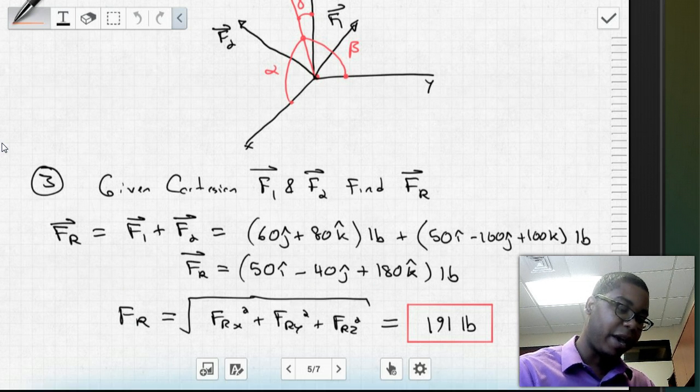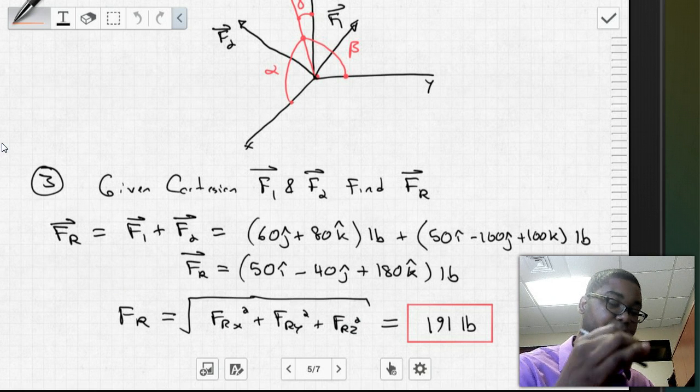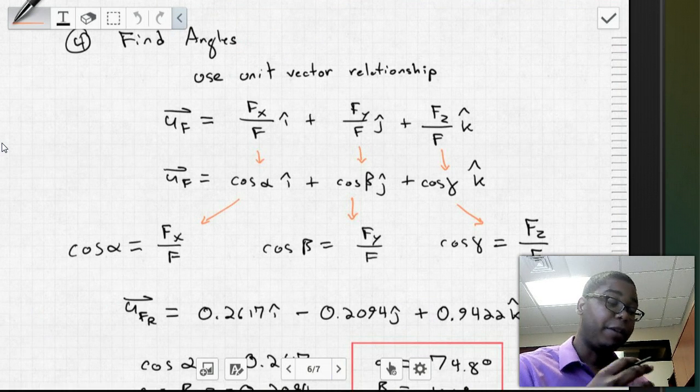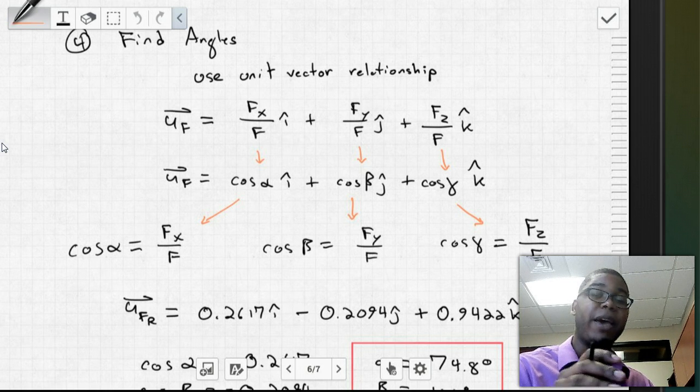So we can find the magnitude of the force resultant using Pythagorean theorem as FRx squared plus FRy squared plus FRz squared, all of that square root. When we do the math, we'll find that the force resultant magnitude is equal to 191 pounds. Now that we have the magnitude of the force resultant, and we've also found each component, the force resultant x, y, and z, we can now attempt to find the angles.